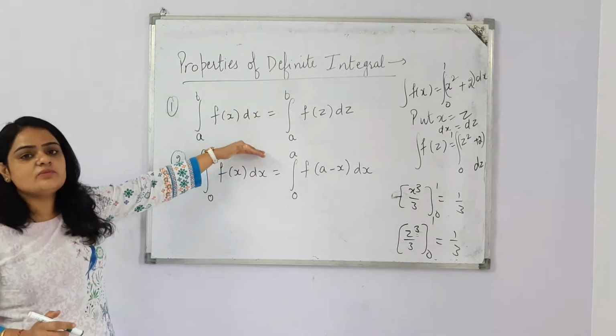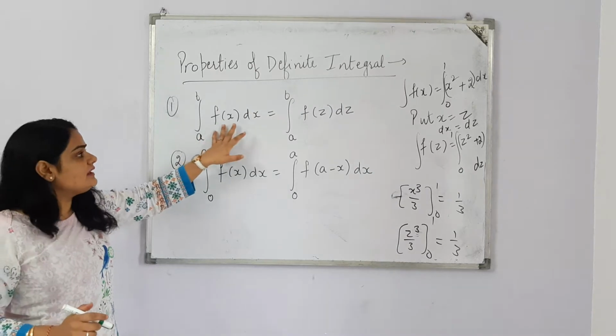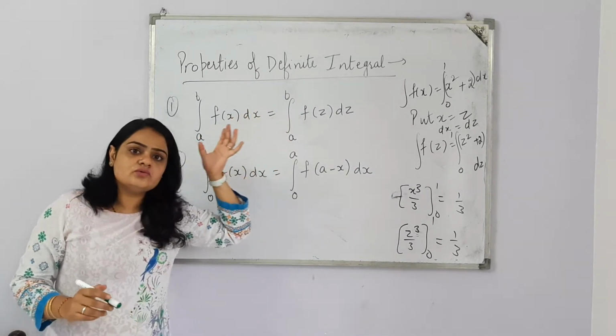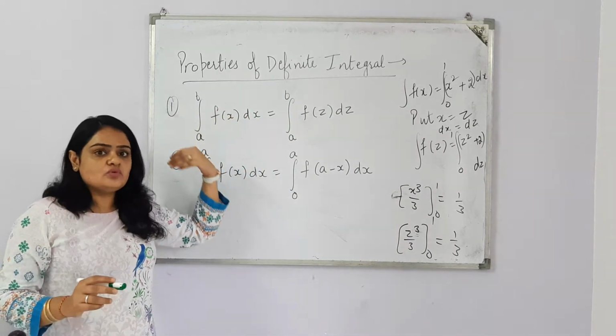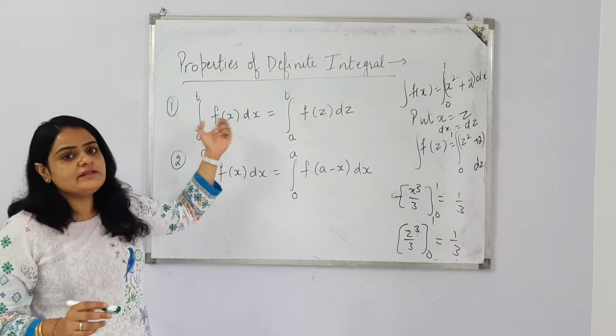So this is what the very first property says. If z is there in place of x, no need to hesitate to solve the function. The answer will be the same.